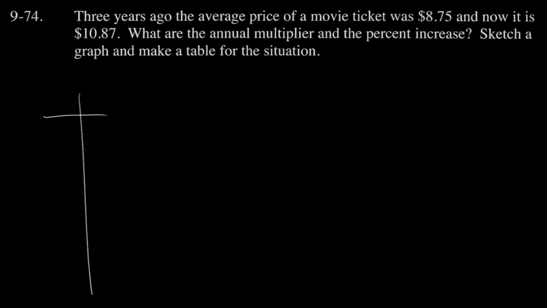So I know the price now, right? I'm going to say that this is year 0 and x will be the years from now and y will be the price. But right now at year 0, the price is $10.87. And I know that not last year, or not 2 years ago, but 3 years ago, the price was $8.75.